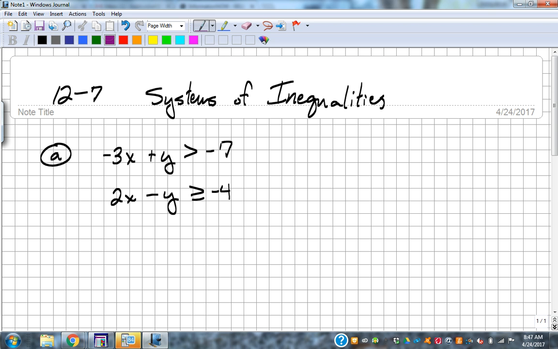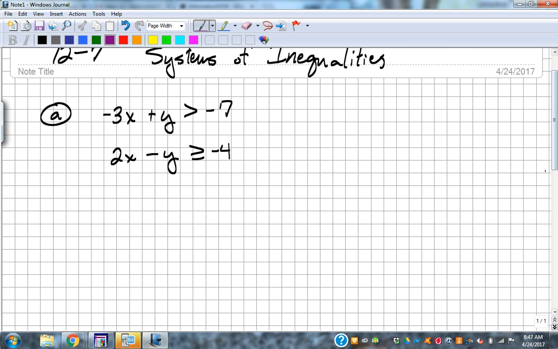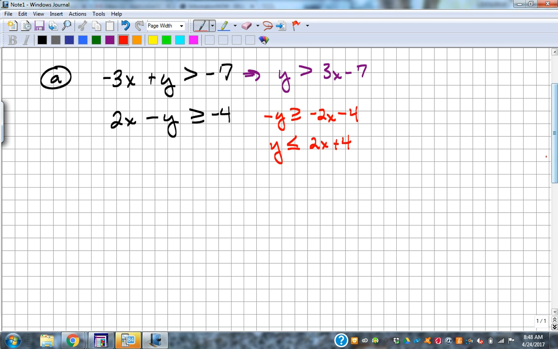So that means I need to get them both in what form? Yeah, y equals, y by itself, slope-intercept form is the key. So this one is easily done: 3x minus 7. This one would be negative y greater than or equal to negative 2x minus 4. But then I divide by negative 1 to make that 2x plus 4. But when I divide by a negative with inequalities, what has to happen? Flip the symbol to get y by itself. Anytime I divide by a negative, I'm going to have to flip that symbol around to get y by itself. Okay, so very simple start to the lesson here.